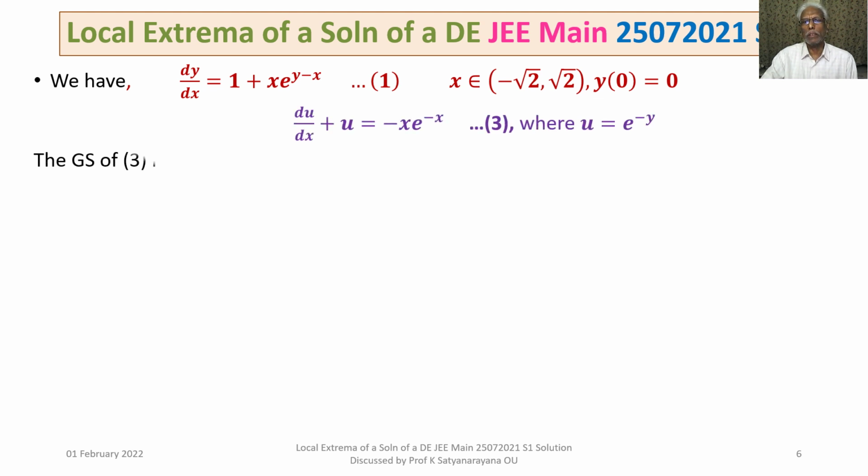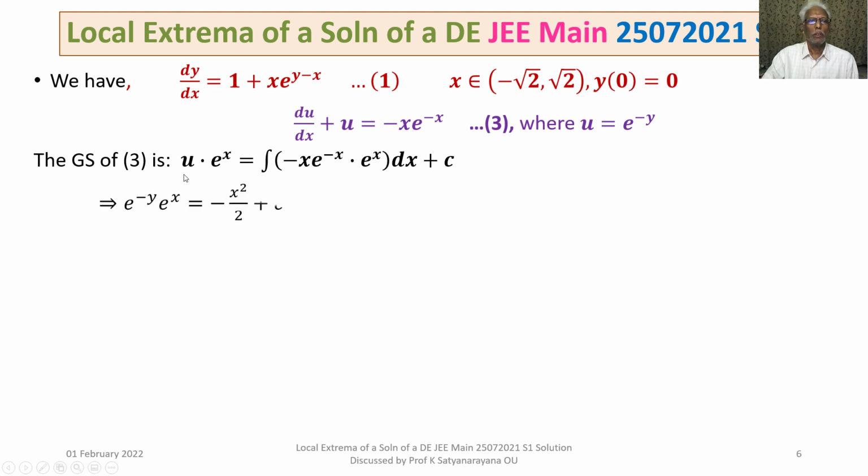So that is our third equation, and we have substituted u = e^(-y), and we got the general solution is this one. So -x e^(-x) into e^x, this will be -x only. The integral of -x will be -x²/2. So for u, we have substituted e^(-y). So e^(-y) into e^x is equal to the integral, which we have integrated, and we got -x²/2 + c. This will imply e^(x - y) = -x²/2 + c.